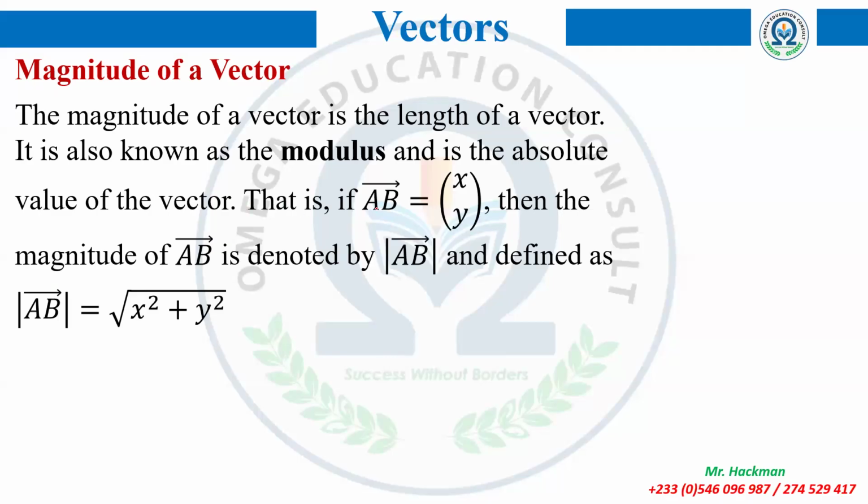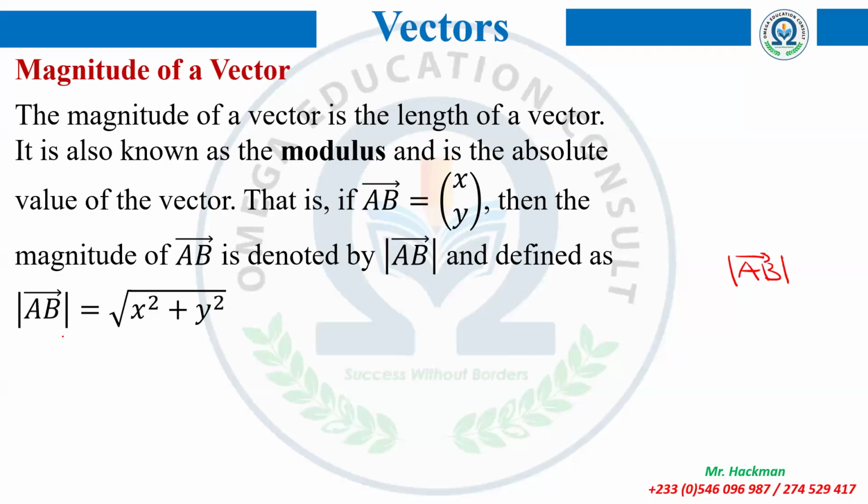If I have the vector AB, which is equal to my usual x and y components, then the magnitude of the vector AB, so the vector in column form, is denoted in absolute value. Just as if you have the line AB, the magnitude of the line AB will be AB in absolute value. But here it is a vector, so you put the vector in the absolute value. And it's defined as follows, so this is the formula for finding the magnitude of a vector.